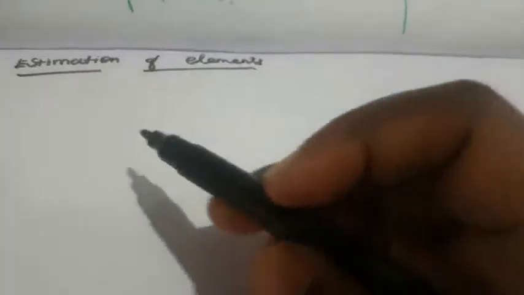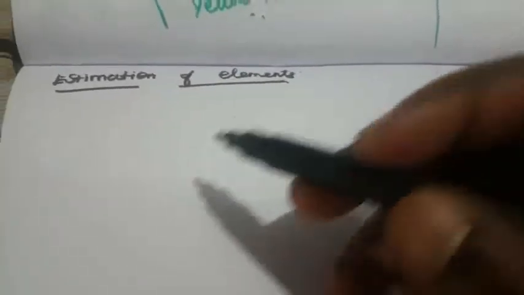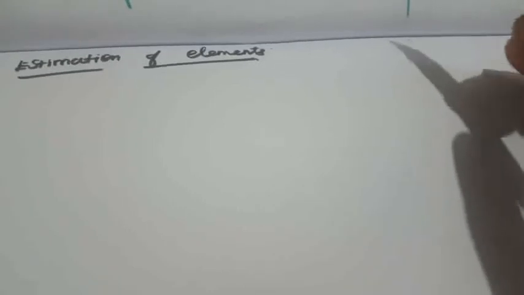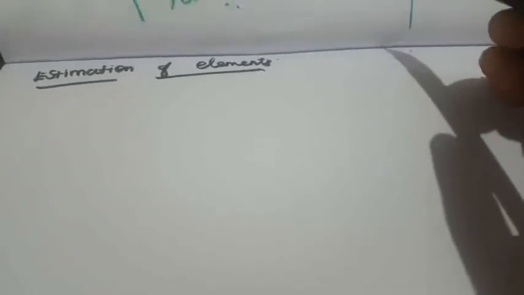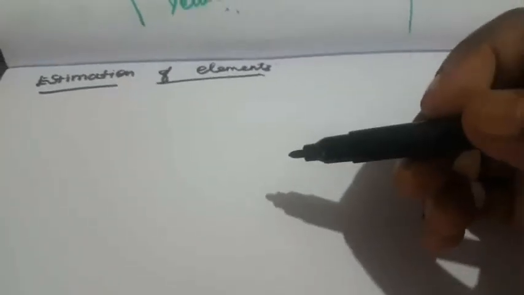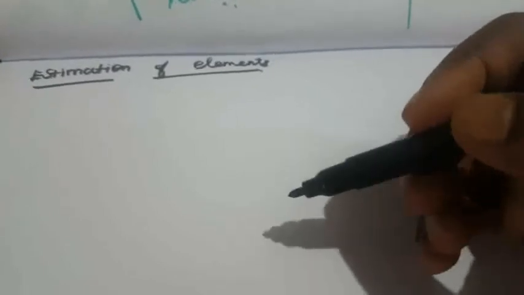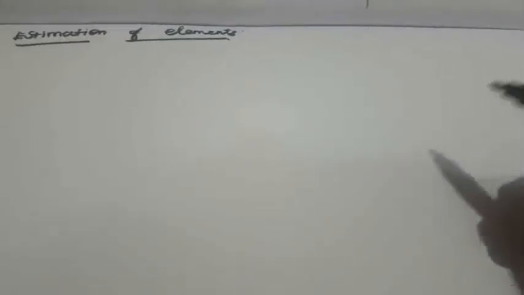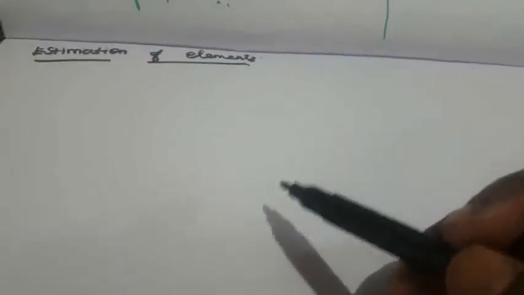So next topic is estimation of elements. What is meant by estimation of elements? Detection means whether the compound is present or not. That is called qualitative analysis. The next one is quantitative analysis, that is, the composition by weight. How much amount of the element is present in that organic compound after the detection. So that is the weight.